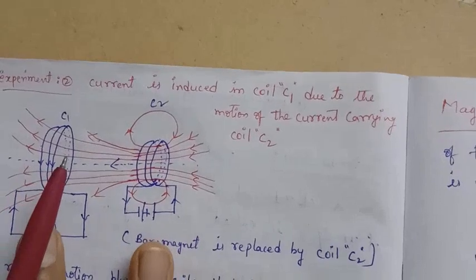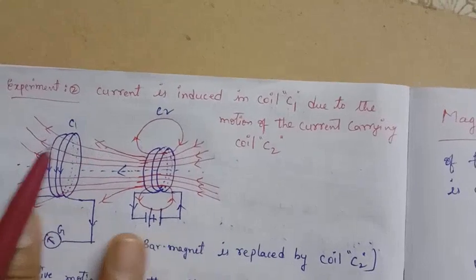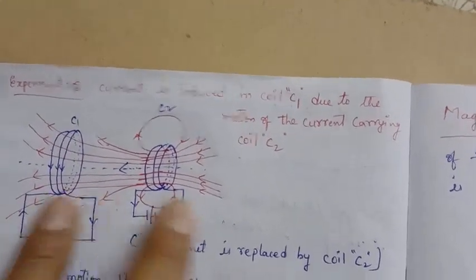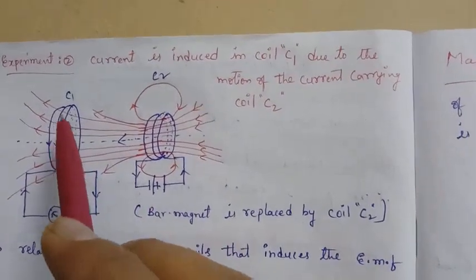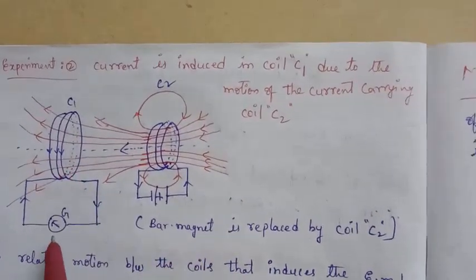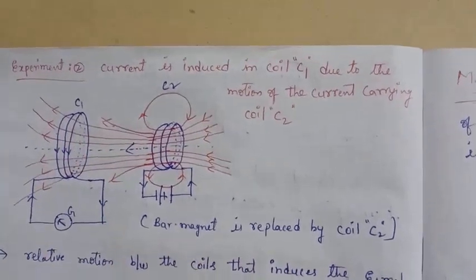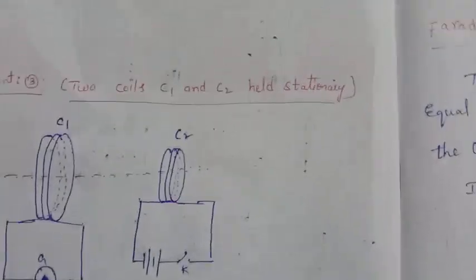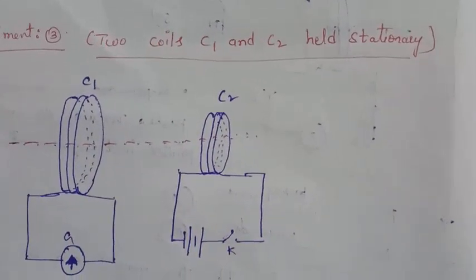So suppose these two are moving with the same velocity in the same direction, like this. At that time there is no deflection. Why? Because only when there is a change of magnetic flux through this coil do you get the deflections. If there is no change of magnetic flux through this coil, there is no deflection.